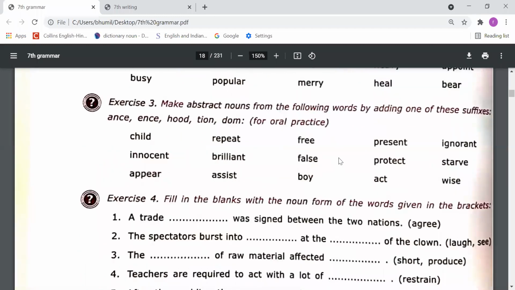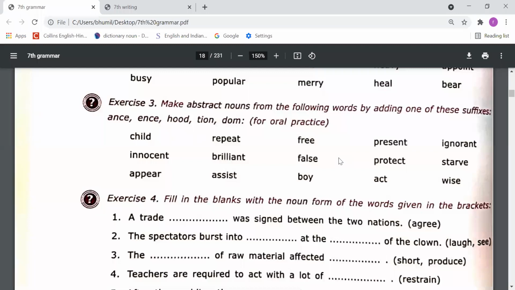Now let's come to exercise number 3. Make abstract nouns from the following words by adding one of these suffixes. So in this exercise, you need to add suffixes and make abstract nouns, right? Remember this, you have to add only those suffixes which are written there: ance, ence, hood, tion, dom. This is just for oral practice, right?